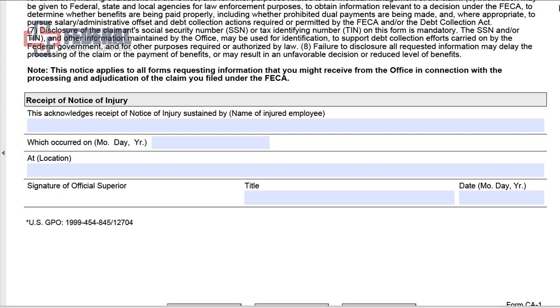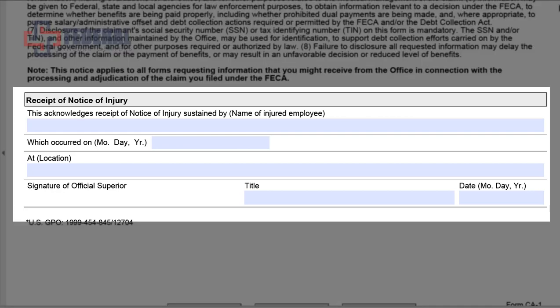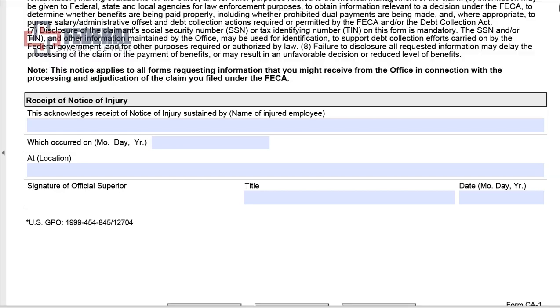If you do get page 2, what you usually will not get is page 3 or page 4, which is really unfortunate because at the bottom of page 4, right here, receipt of notice of injury. This is your right to have this. This is very, very easy for management to fill in.